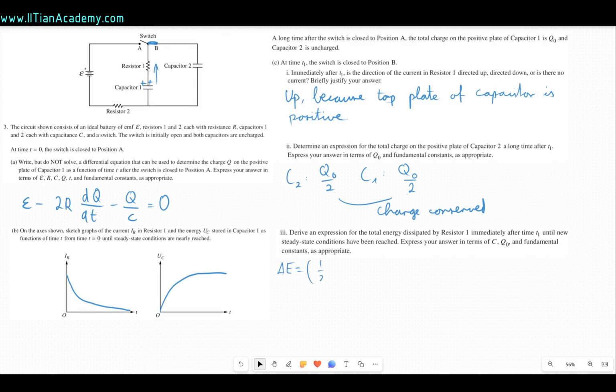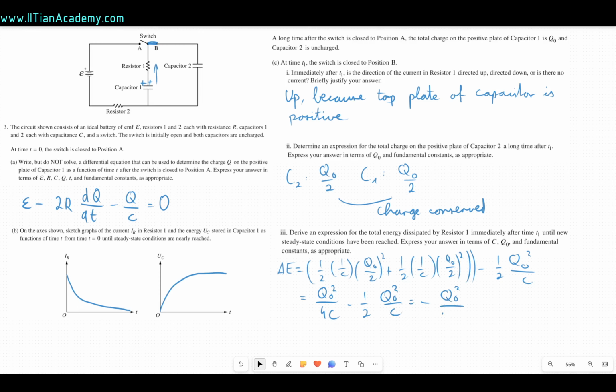So at the end, we have energy in both capacitors. Energy is 1/2 Q squared over C. So this will be 1/2 times 1 over C times (Q0 over 2) squared, and the other capacitor will have the same energy. And initially, we only had one capacitor, which had charge of Q0 and capacitance of C. So if we do this, we get Q0 squared over 4C minus 1/2 Q0 squared over C. And so this will be minus Q0 squared over 4C.